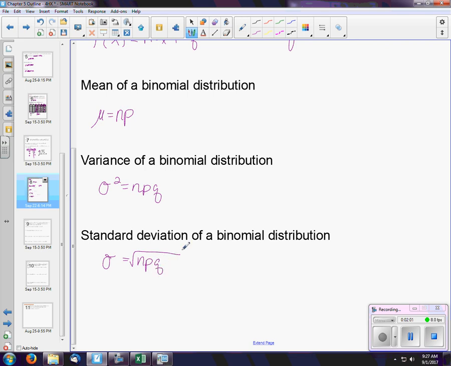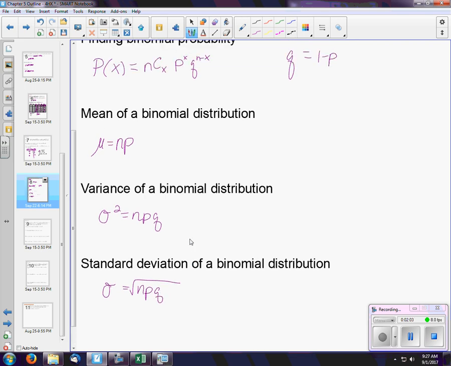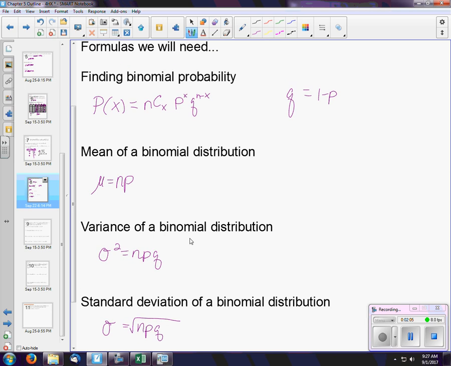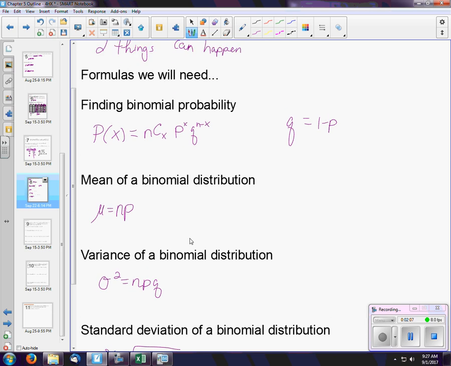It really is much simpler to calculate the mean and standard deviation of a binomial probability distribution than a regular probability distribution. However, it's not really a big deal, right? Either way, it's something that's calculable. Let's take a look at an example here.